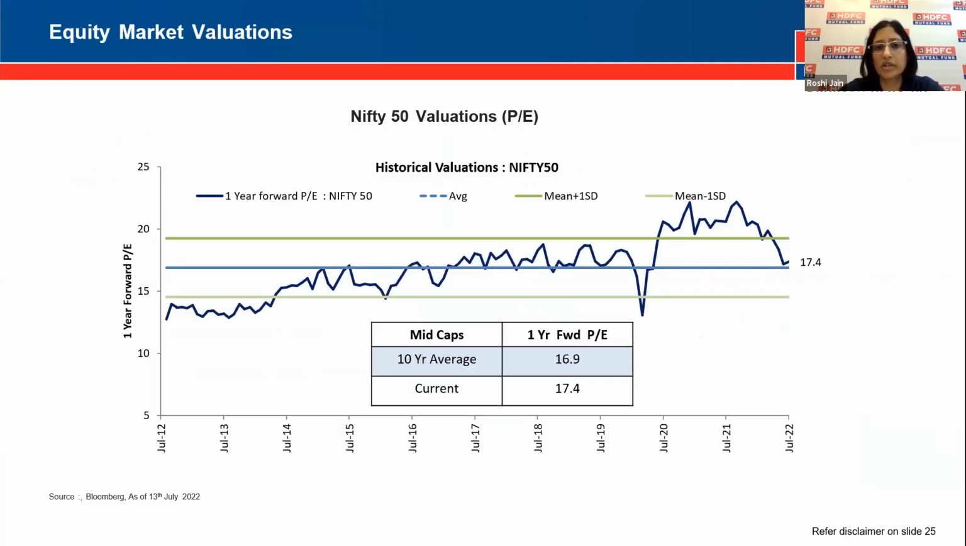Let me touch upon valuations. As you can see, post the correction, the Nifty 50 is now at about average valuations. The market is trading at about 17 times, which is 17.5 times, which is really in line with the last 10-year average. However, I would again reiterate that this is a time to be extremely bottom up and company specific, focus on company specific valuations, but this is just to simplify the entire premise.